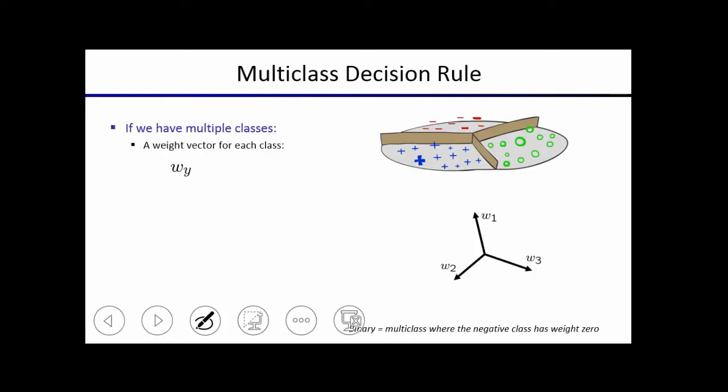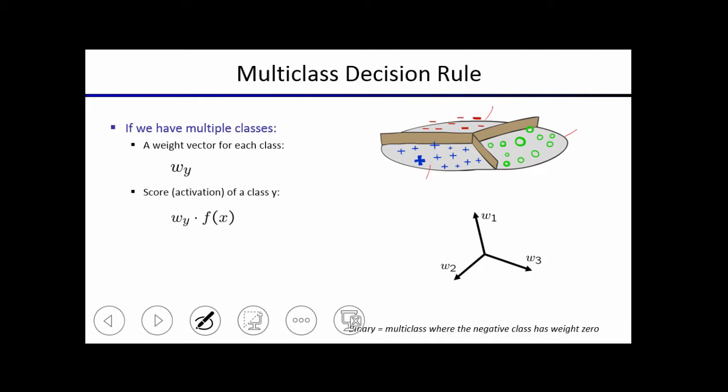So next we're moving on to multi-class decision rules. And this is the case in which we want to classify more than one label. For example, let's say you have 3 classes, then you have a weight vector for each class that you want to classify. So in this case, you would have W1, W2, and W3 for each of the 3 classes right here. And then this is just like the binary case, where you compute your activation, which is just the dot product between the weight vector and the feature vector.